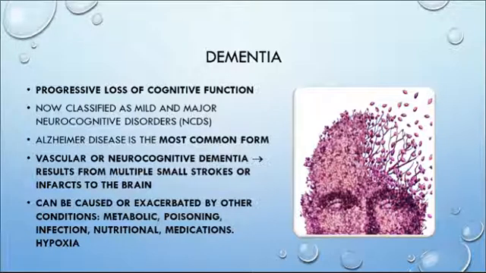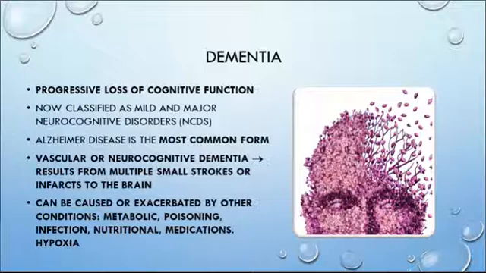Dementia. Progressive loss of cognitive function is not sudden, it is progressive. It's now classified as mild and major neurocognitive disorders. Alzheimer's is the most common one, about 80%. Vascular neurocognitive dementia results from multiple small strokes or infarcts to the brain, and can be caused or exacerbated by other conditions. I mentioned metabolic poisoning, infection, nutrition, medications, hypoxia. It can be a combination of things there.